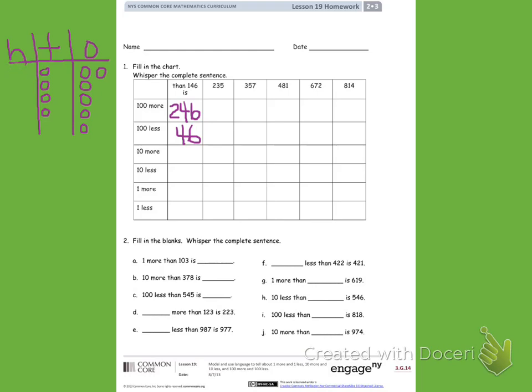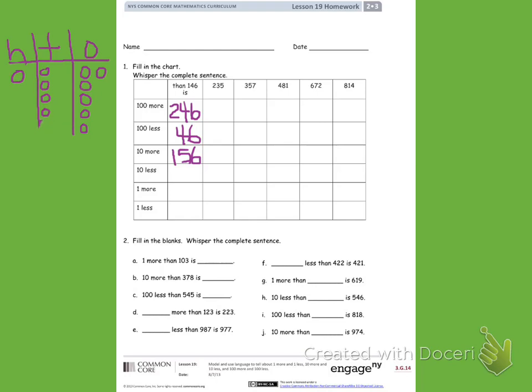Going back to the original number 146, now it says 10 more, so I'll draw an additional 10. That's one group of 10. So the new number is 156.